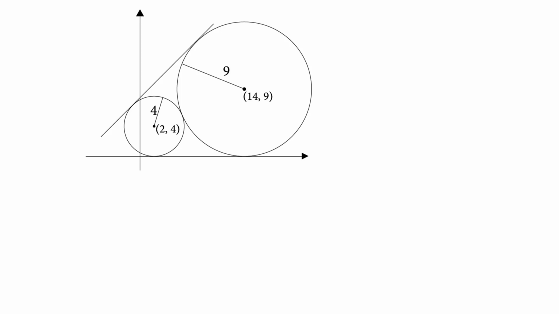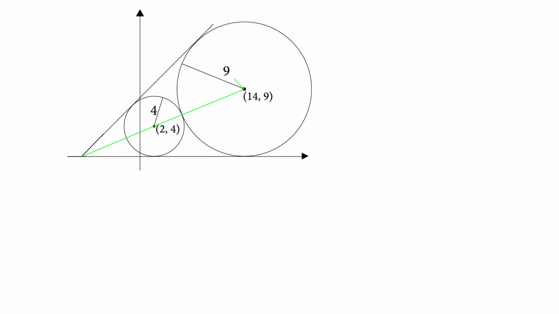So I'm going to label a few things here. The first thing is I want to extend this line to the x-axis like that. And the next line I want to draw is between the two centers. And I will continue that line all the way to the x-axis like that. Okay?